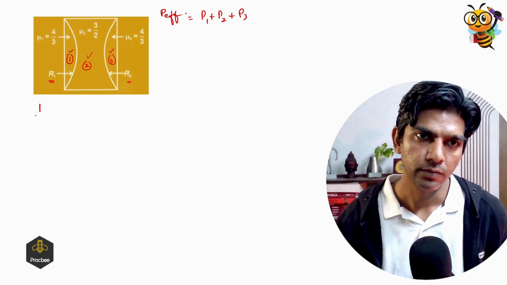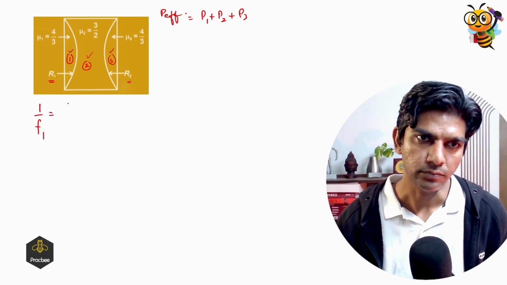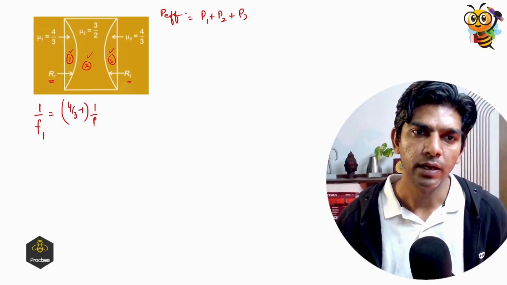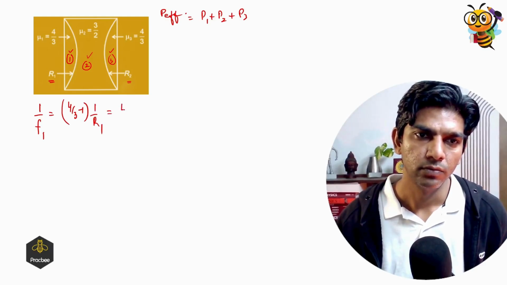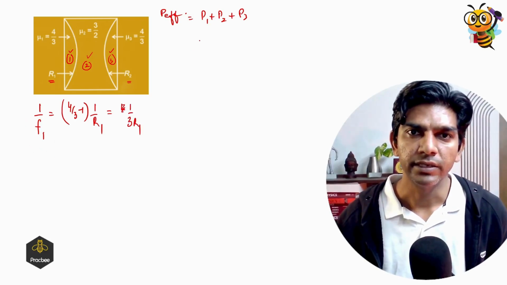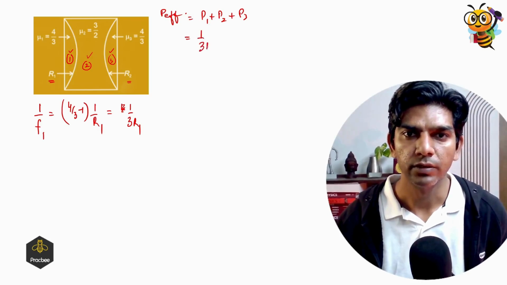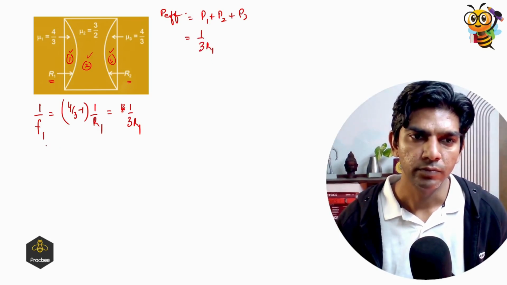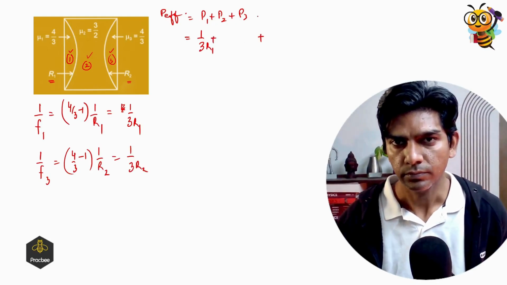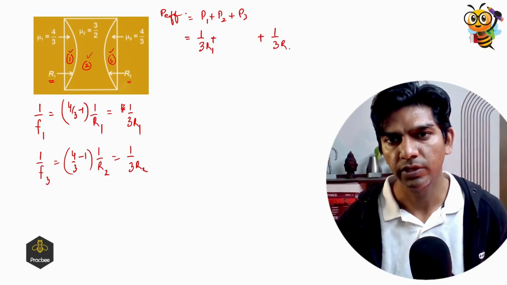For lens 1, 1 by F1 will be 4 by 3 minus 1, I am applying lens maker's formula, times 1 by R1. So which is 4 minus 3, so that will be 1 by 3 R1. So we can say P1 is 1 by 3 R1. And for the third lens, 1 by F3 will be 4 by 3 minus 1 times 1 by R2, which is 1 by 3 R2. So P3 will be 1 by 3 R2.